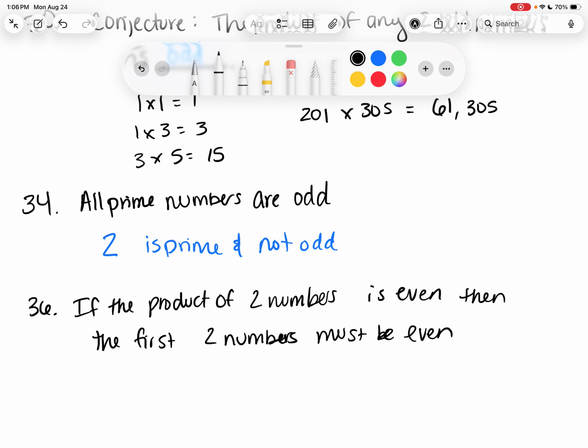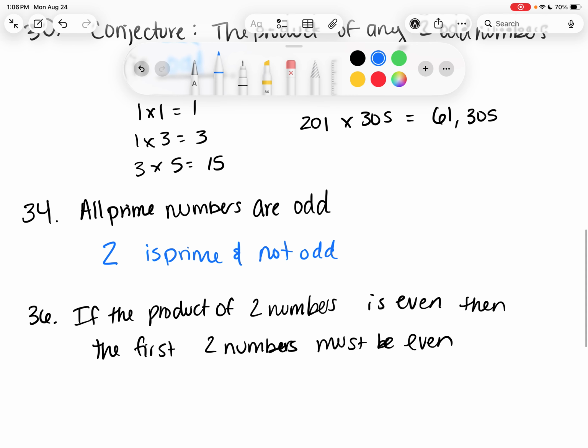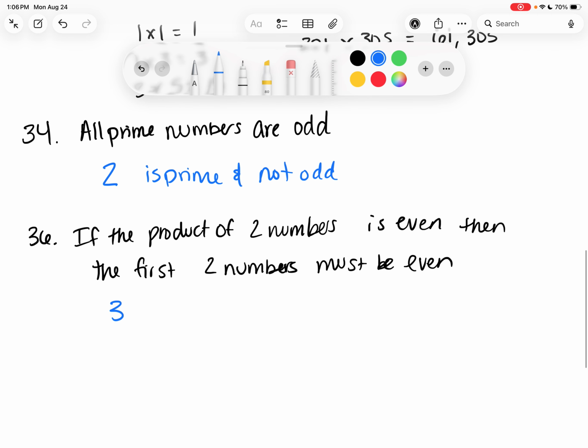3 and 10. Yep. 3 and 10 works. So 3 times 10 is, we have an odd and an even, and that's equal to 30, which is even. So we would say this would be our example, and then we would say, but 3 is not even, to explain the why of this.